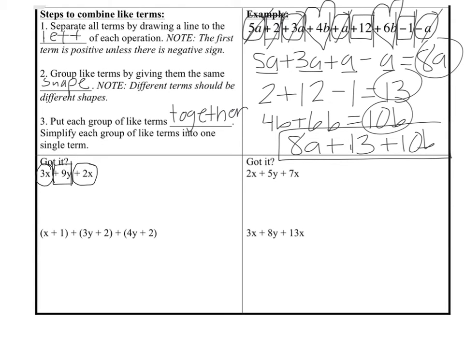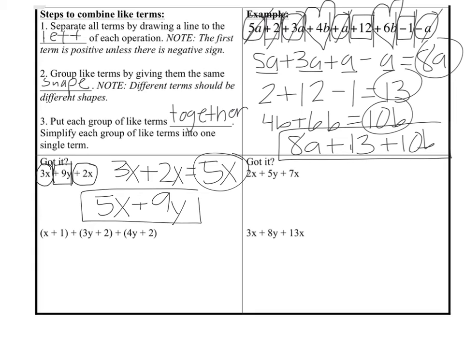So first I'm going to do my circles. 3x plus 2x will be 5x. And then 9y, I have nothing to put it together with, so I'm just going to take my 5x and I'm going to add my 9y. 5x plus 9y. All right, for our next one, I'm going to draw a line to the left of every operation that I see. Now I'm going to draw my shapes.